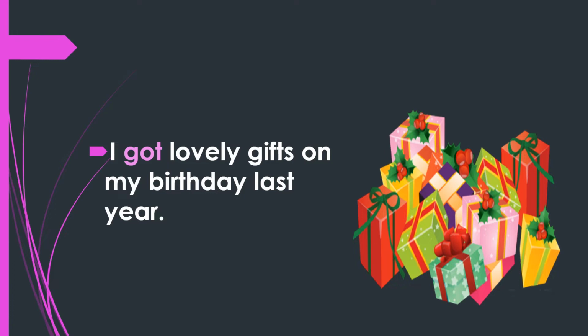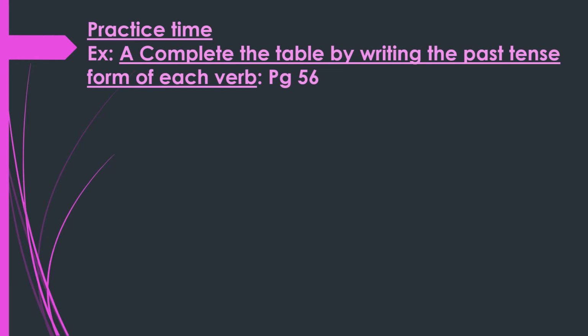Now let us go ahead and do the exercises that are given in our book, Everyday English Grammar and Composition. So let's go ahead and solve the exercises together. The first exercise, that is exercise A, is complete the table by writing the past tense form of each verb. You will find this exercise on page 56. Now children, I want you to write down all these answers in your book. So let's get going with the exercise.